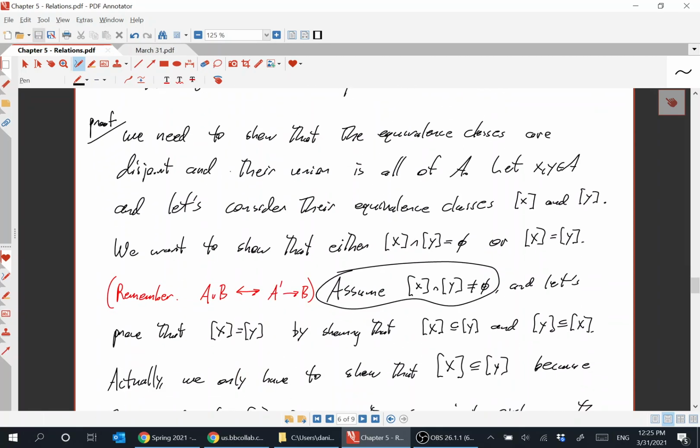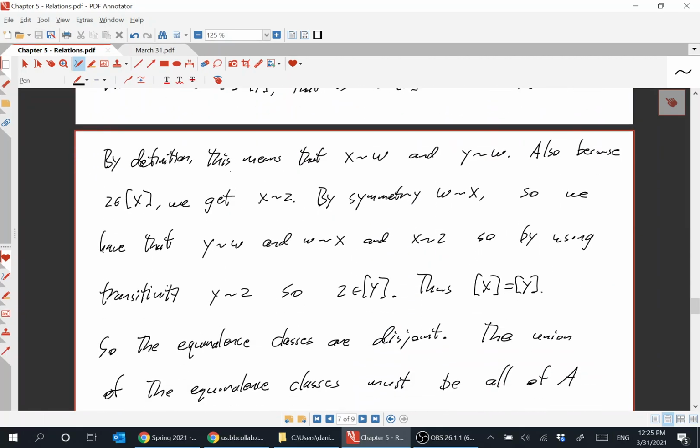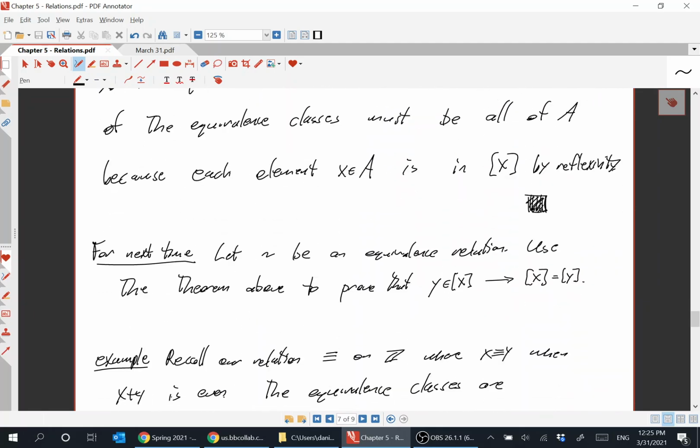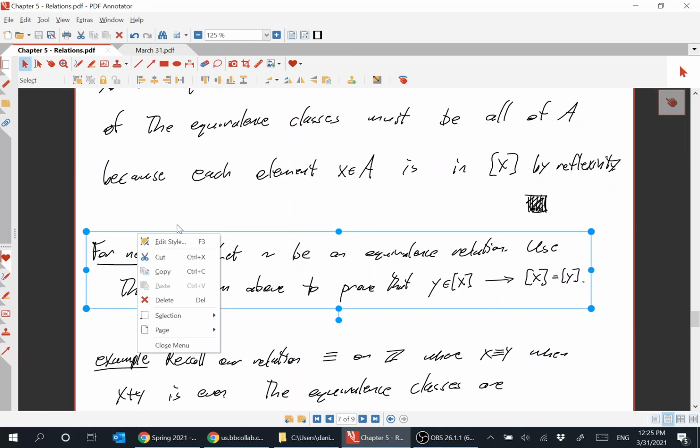So we proved the theorem, and then there's this fact for next time. I kind of wanted you to prove that. Let tilde be an equivalence relation. Use the theorem above to prove the following. So when y is an element of the equivalence class of x, then the equivalence class of y is equal to the equivalence class of x.